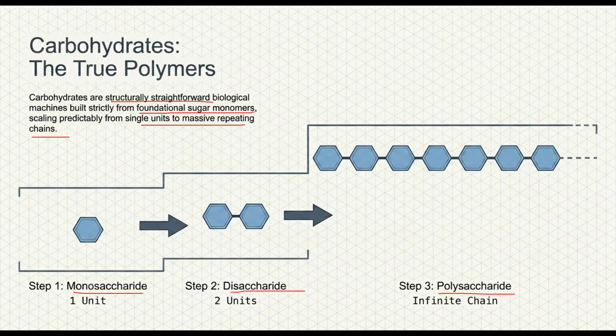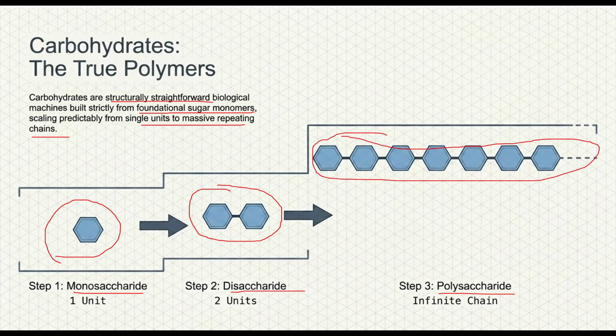Carbohydrates are considered true polymers because they are made from repeating sugar units. The structure begins with a monosaccharide, which is a single sugar molecule. Two monosaccharides combine to form a disaccharide. And many repeating units join together to form polysaccharides, which are long carbohydrate chains. This predictable repeating structure is what makes carbohydrates true polymers. Clear?